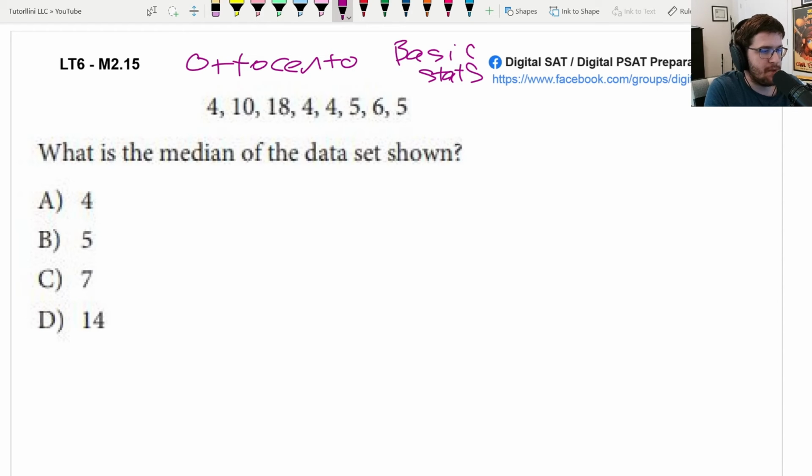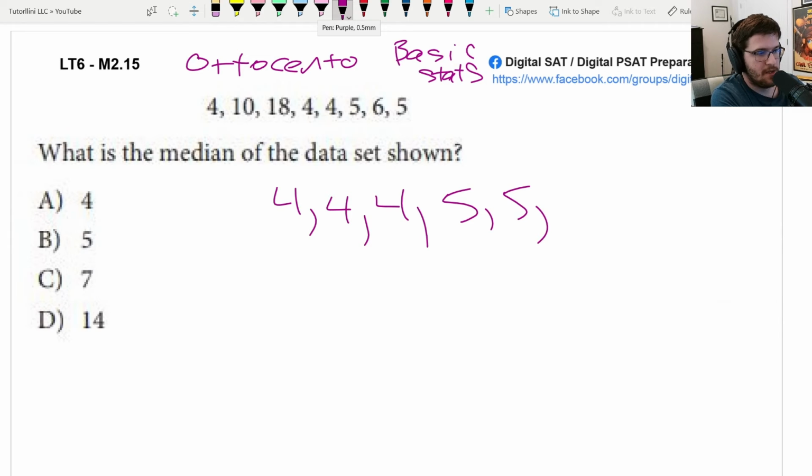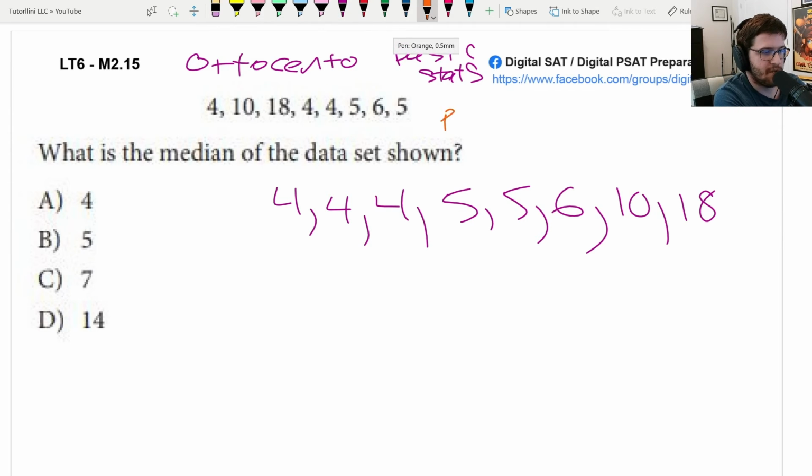So we're going to first put the numbers in order. You always got to put them in order for a median. So let's see, 4, 4, 4, 5, 5, 6, 10, 18. I think I did that right. Okay, how many numbers are there? 1, 2, 3, 4, 5, 6, 7, 8. There's 8. So I'm going to do position of median equals n plus 1 over 2.